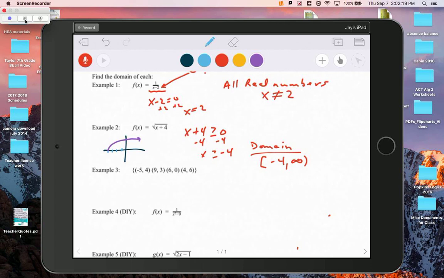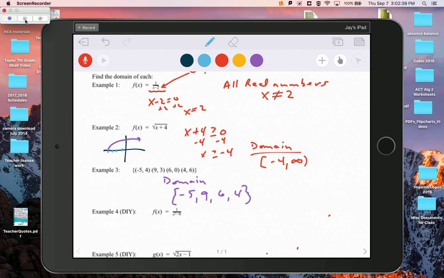Example 3 is just a set of points, a relation, and if somebody asked you to write down the domain, we're simply going to write down the x value, so negative 5, 9, 6, and 4.